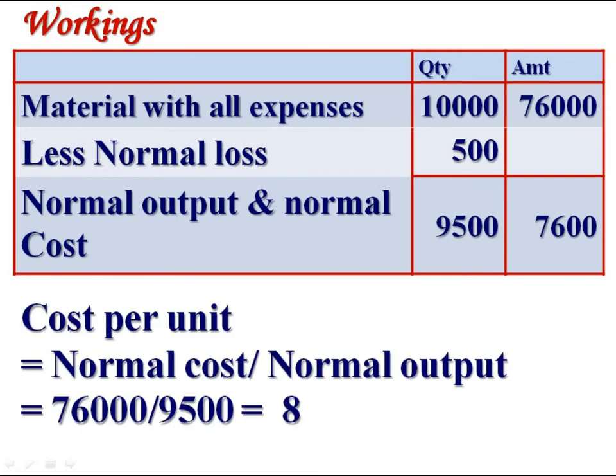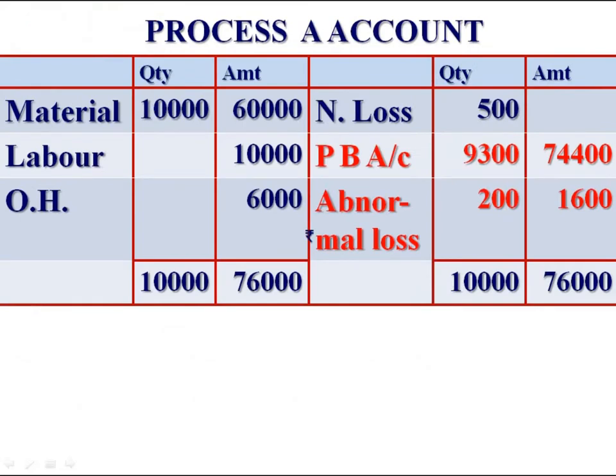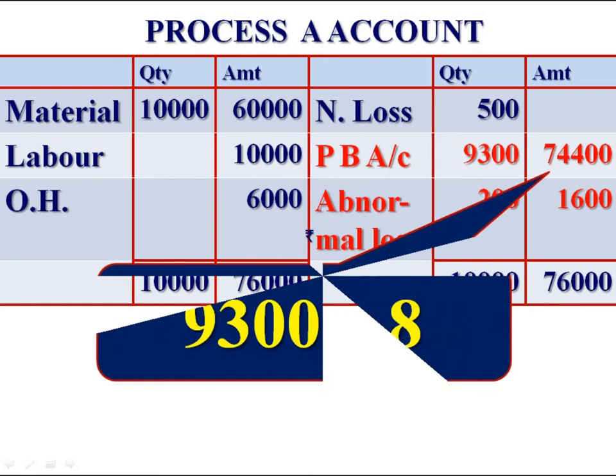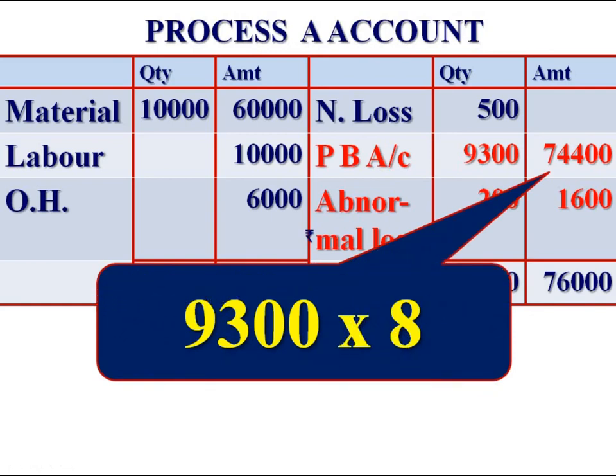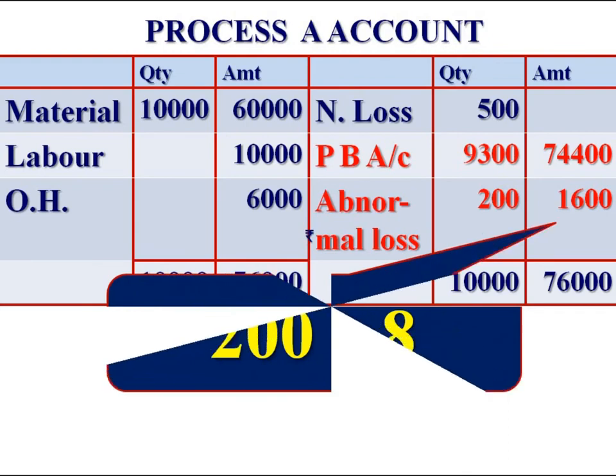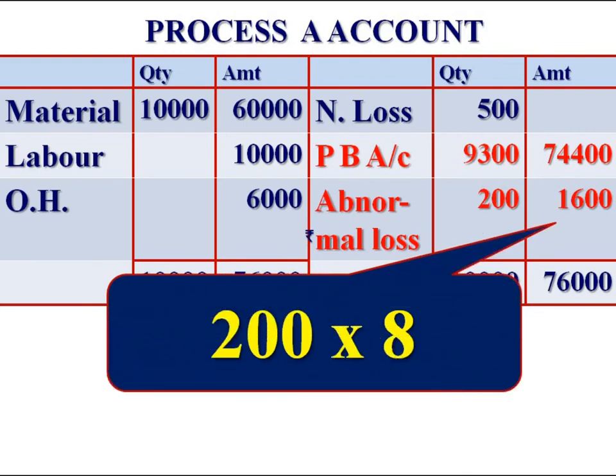Find cost per unit. Normal cost divided by normal output. 76,000 divided by 9,500. We get rupees 8. This rupees 8 is the cost of production per unit of process A. Then multiply the output 9,300 with this rupees 8. 9,300 into 8, 74,400. Process B account. Abnormal loss 200 into 8, 1,600.